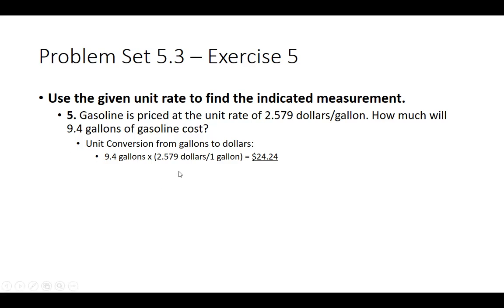To cancel the gallons away and leave us with dollars, we need gallons on the bottom and dollars on top. So 9.4 gallons is going to be multiplied by $2.579 over 1 gallon. Gallons cancels, leaves us with dollars. 9.4 times 2.579 divided by 1 gives us $24.24.